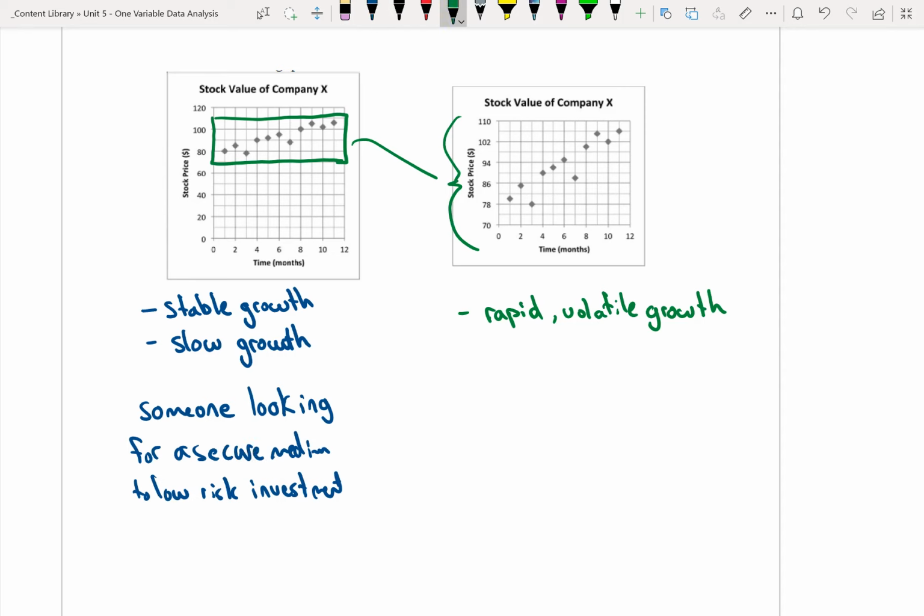And then for the second graph, this would be someone who is a high risk investor. I would show them this type of graph because it represents a high risk, high reward situation, because it looks like the data is increasing rapidly, but it could also decrease rapidly. It just depends on when you're investing. So it all depends on what type of scenario you want to present, because there's nothing wrong with the data. The data is accurate in both. It's just how it's being represented.